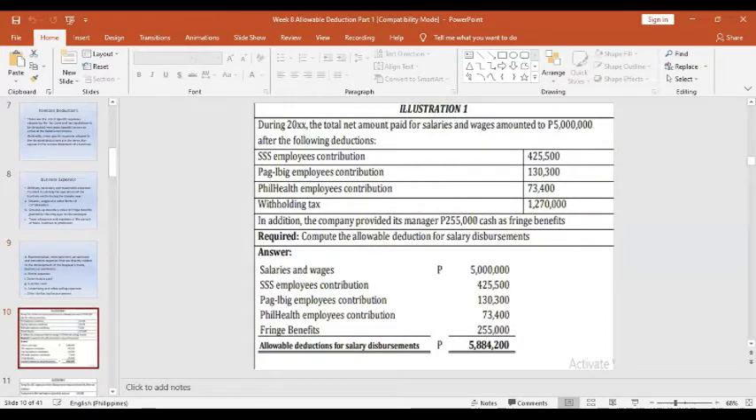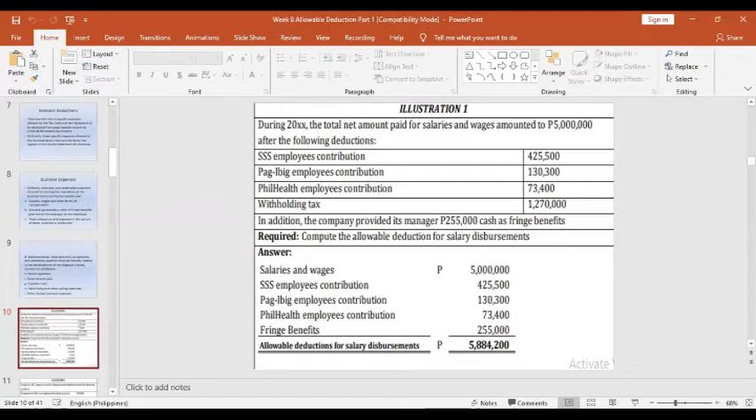Okay, so let's have our illustration here. During the taxable year, the total net amount paid for the salaries and wages amounted to 5 million after the following deductions: the SSS employee contribution, Pag-ibig employee contribution, the PhilHealth employee contribution, and withholding tax. In addition, of course, the company provides its manager 255,000 cash as fringe benefits. So the requirement is to compute for the allowable deductions for salary disbursement for the business or to the gross taxable income. Okay, so the answer is that all given data on the illustration are itemized business expenses.